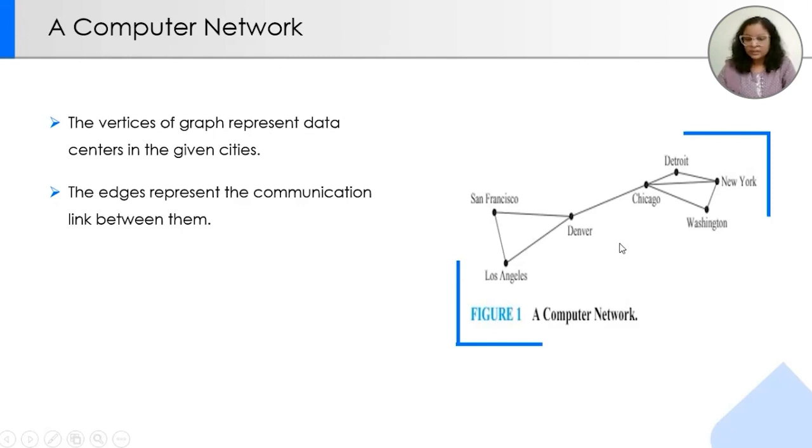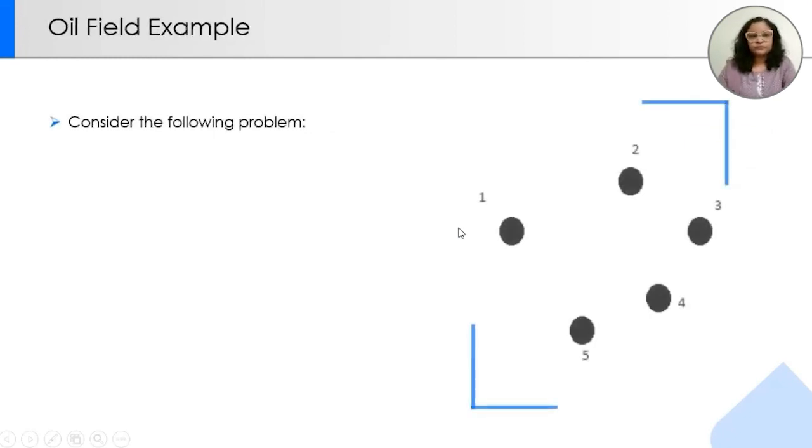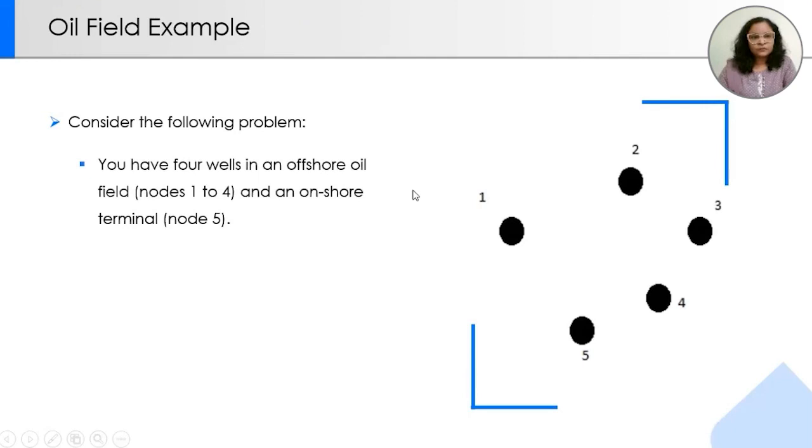So such problems which have a fairly natural graph structure, it can be divided into a fairly natural graph structure. Such problems can be easily solved by graph theory. Now let's consider an oil field example. There's a problem given to you that we have 4 wells in an offshore oil field, that is nodes 1 to 4, and an onshore terminal node 5.